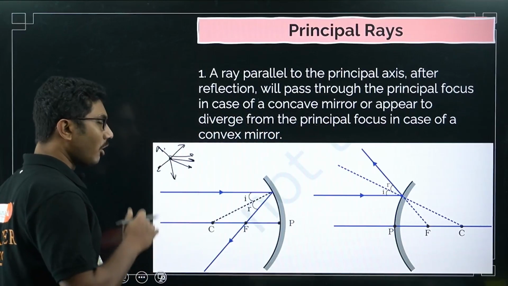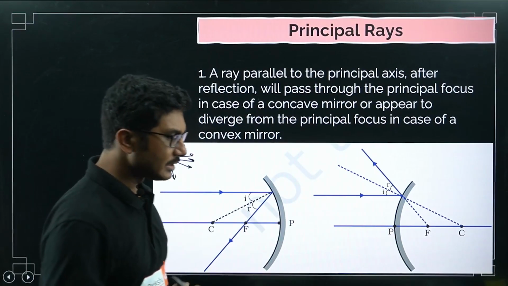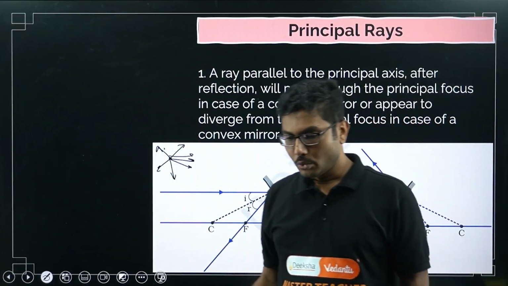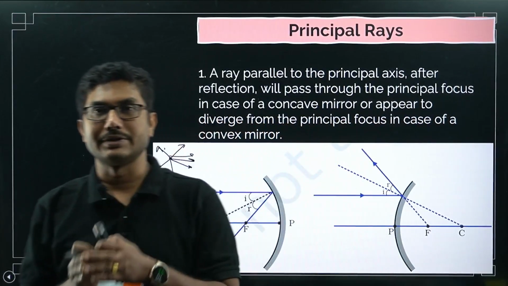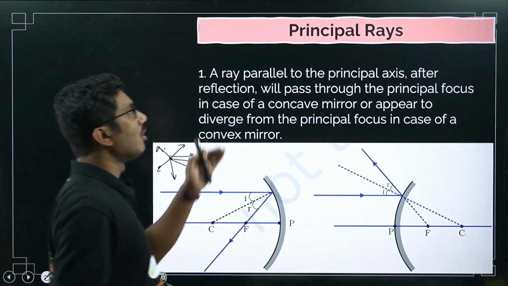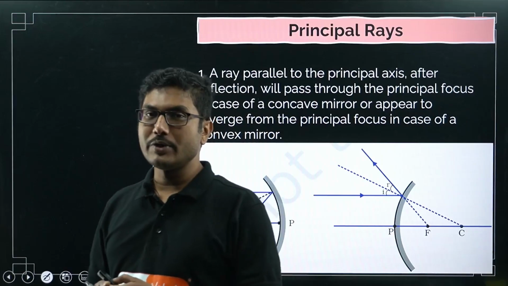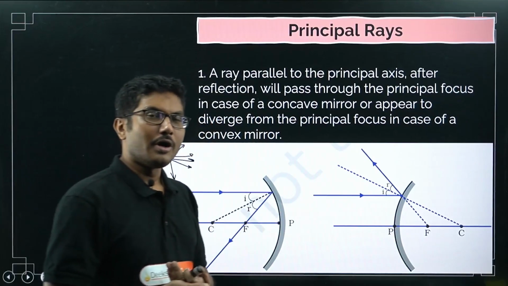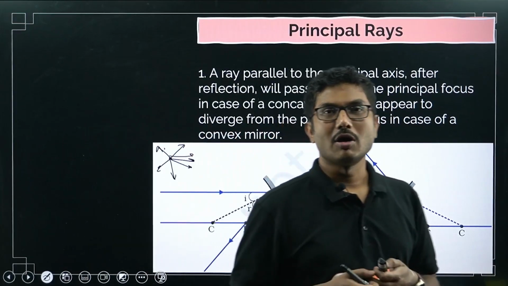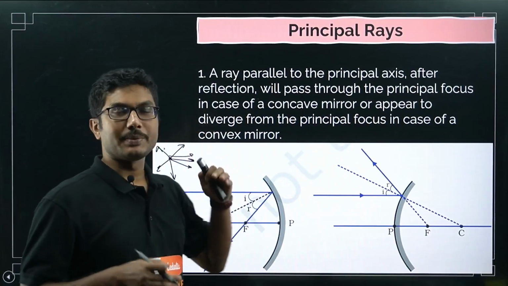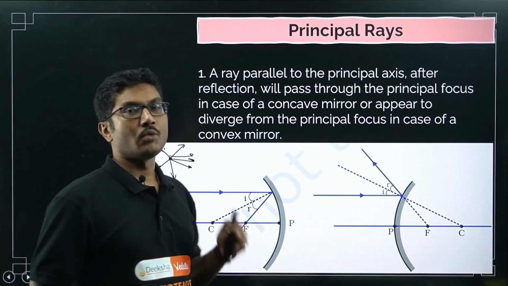To draw the ray diagram we cannot consider all possible rays coming out from a source. We will only consider a few rays. Those rays are called principal rays. The rays that we use to draw a ray diagram are called principal rays. Now there are a few principal rays, and we will learn about them one by one.